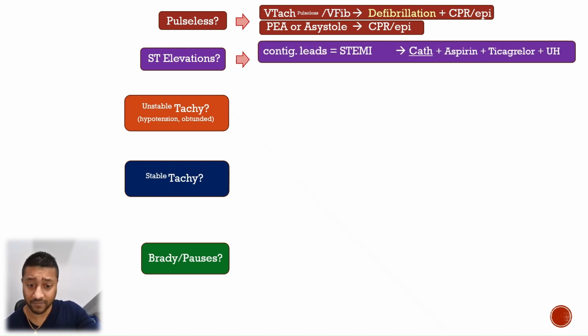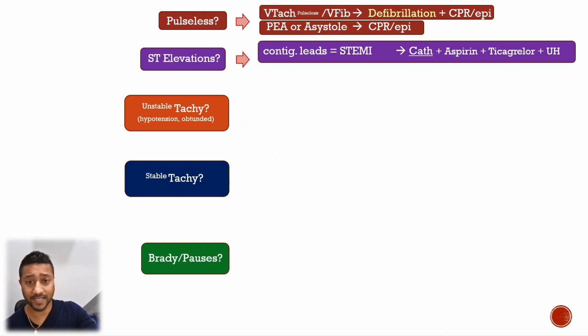Second, I'm asking myself, am I seeing any ST elevations? If I see ST elevations in the EKG and they're in two or more contiguous leads, then I know that I'm dealing with a potential STEMI, in which case the most important thing that I'm going to do is activate the cath lab and then give that patient aspirin, ticagrelor, and unfractionated heparin.